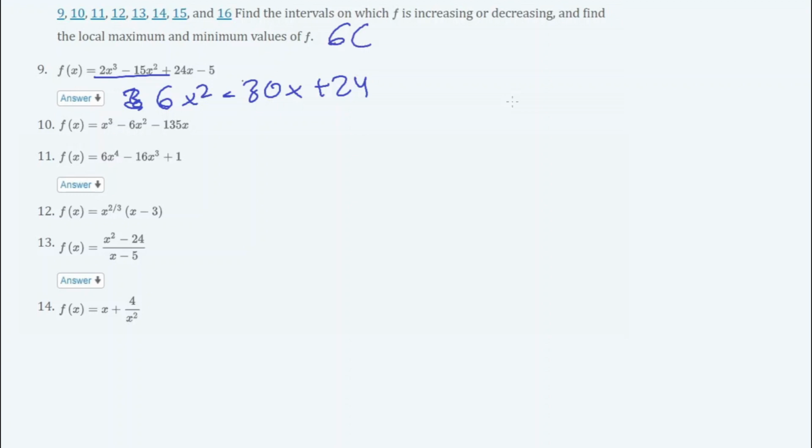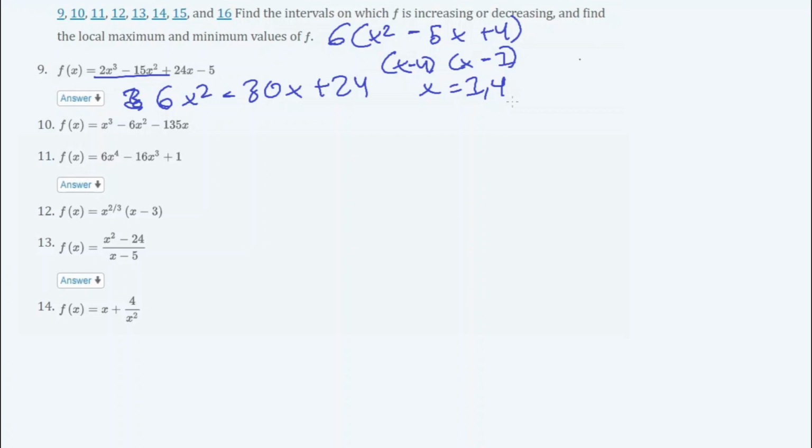So we could first factor out 6 because we don't necessarily need that. We have x squared minus 5x plus 4. And then if we factor that out, which we're going to need, it is going to be x minus 4 and x minus 1. So x equals 1 and 4 are our critical points here. So now we need to find out where it's decreasing and increasing.